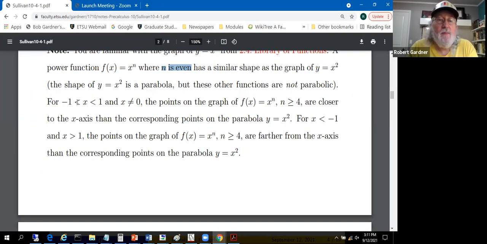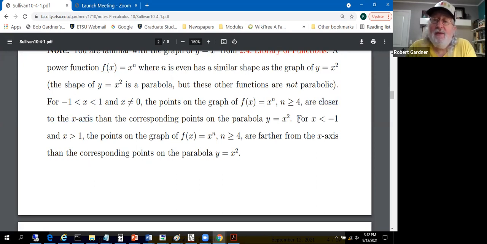So here's how it's stated in the previous note. For x between -1 and 1, -1 less than x less than 1, and x not equal to 0, the points on the graph of f of x equals x to the n, where n is greater than or equal to 4, are closer to the x-axis than the corresponding points on the parabola y equals x squared. So the properties we're being told are similar shape, but for x values between -1 and 1, we get corresponding points closer to the x-axis.